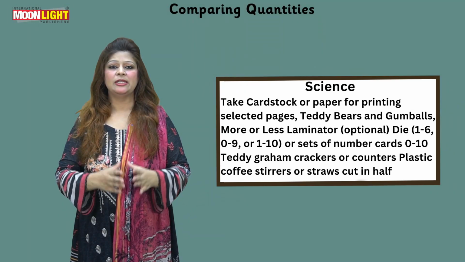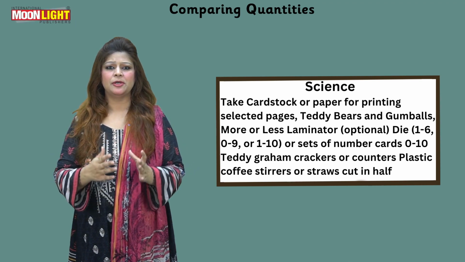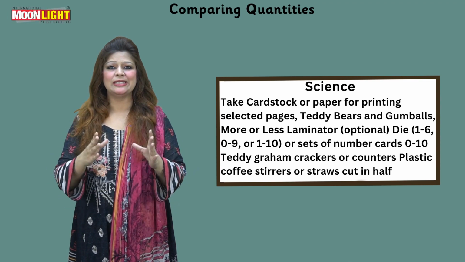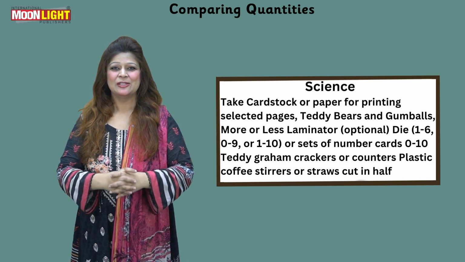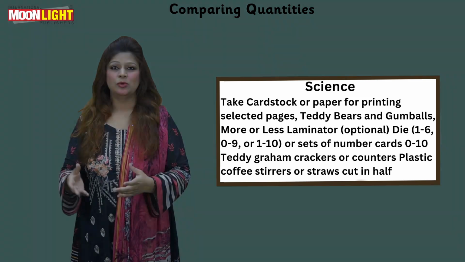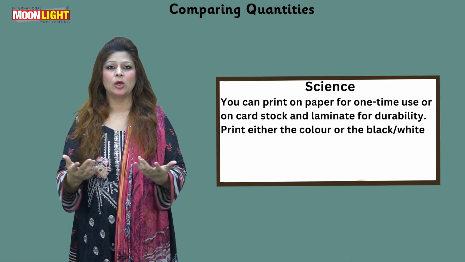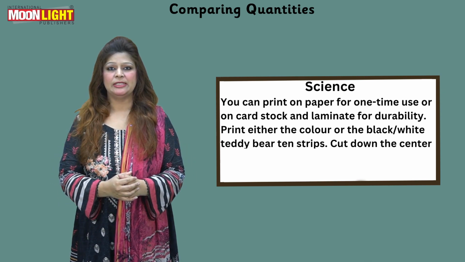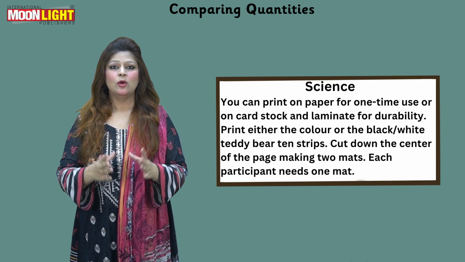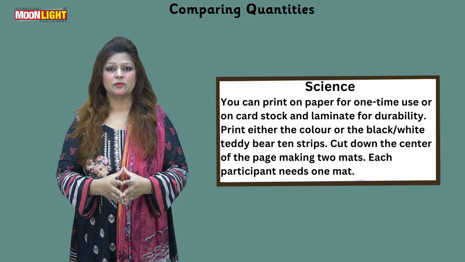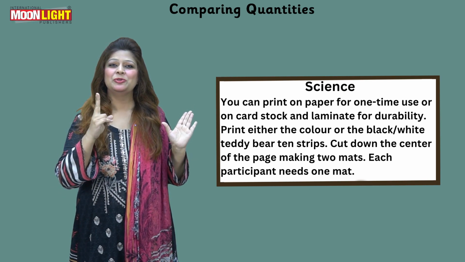Then you are going to take Teddy Graham crackers or counters. You are going to have plastic coffee stirrers or straws. The straw must be cut into 2 halves so that you will have more quantity. So right now, what to do? You can print on paper for one-time use or on card stock and laminate for durability. Print either the color or the black and white teddy bear, or you can just print the 10 strips as well. Cut down the center of the page, making 2 mats.